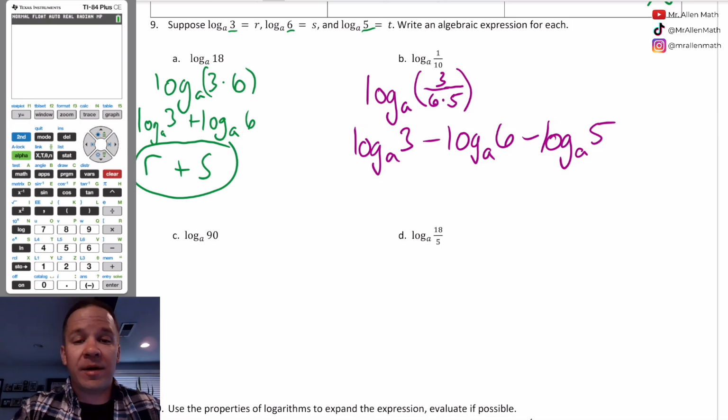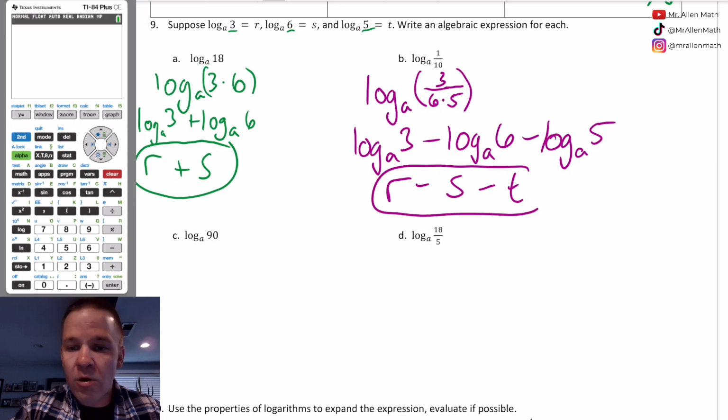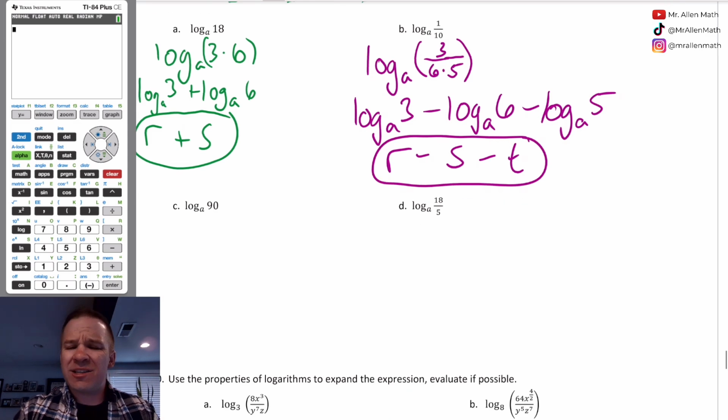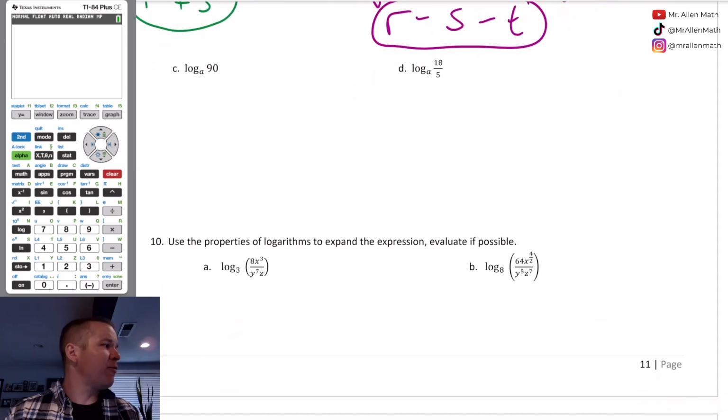So now I've got log base a of 3, which is r, minus the s there, and then minus t. And there we go. We have our next answer. That's so wonderfully exciting.